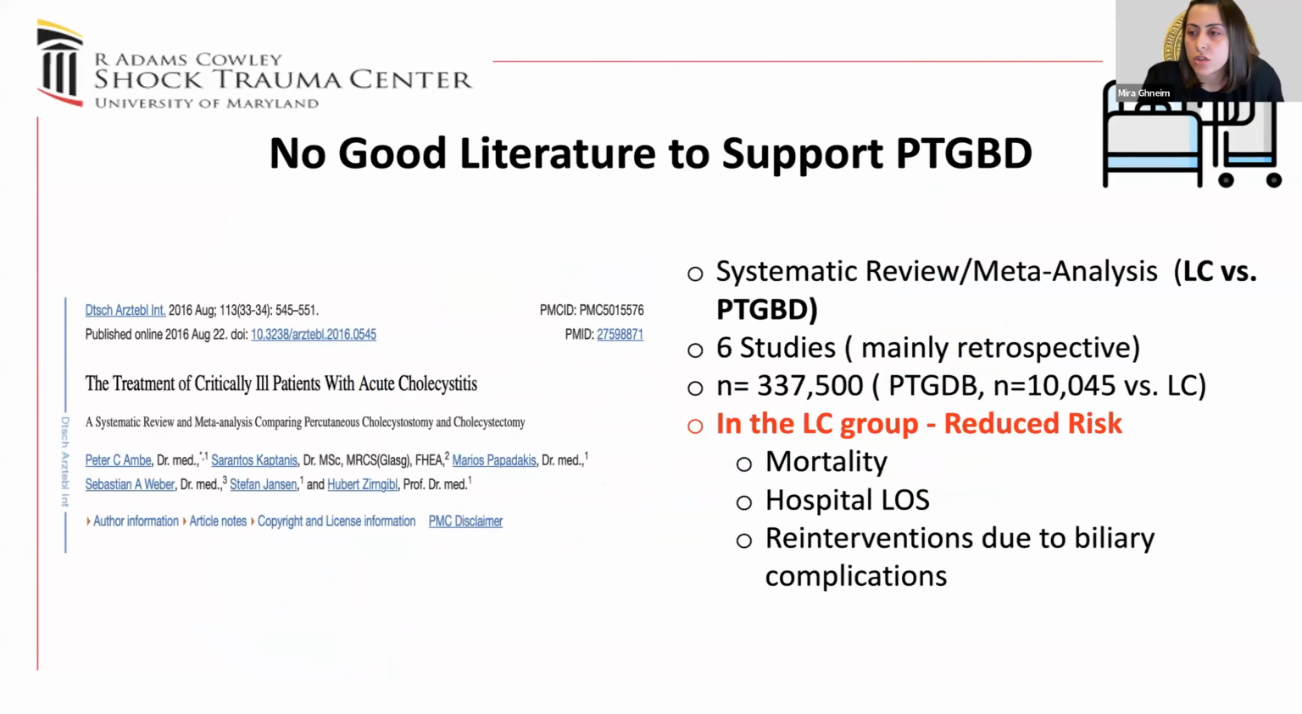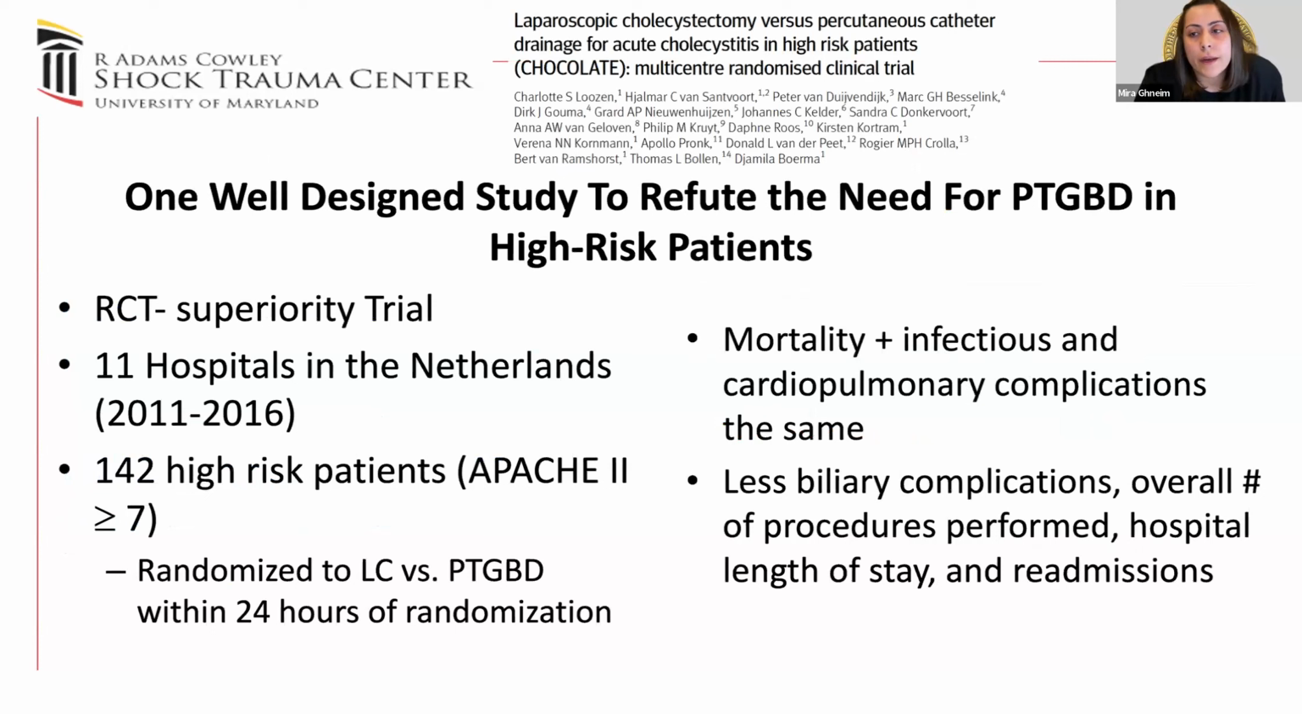So this is a Dutch study from 2016. It's a systematic review and a meta-analysis of about 337,000 patients. 10,000 of them had cholecystostomy tubes and the rest had choles. And the laparoscopic cholecystectomy group were all critically ill patients from the cholecystitis. Most of them had less mortality and less hospital length of stay, and they required less, of course, interventions for biliary complications.